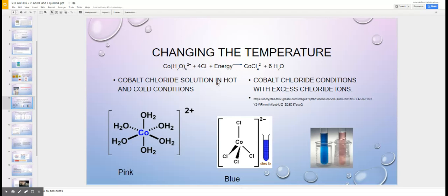because the system's trying to use up the extra energy that we're pushing in from the hot water. So we're pushing in heat energy from the hot water, and the system is using that energy up. But as it uses up the energy and goes this way, it is removing the pink hydrated cobalt ion to make the blue chloride complex ion.